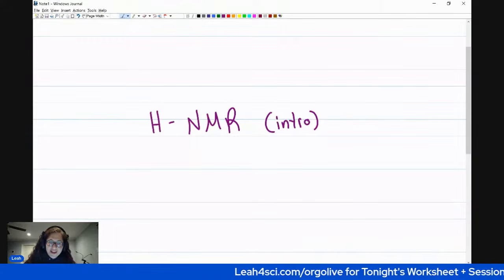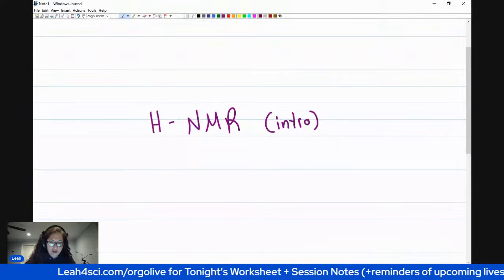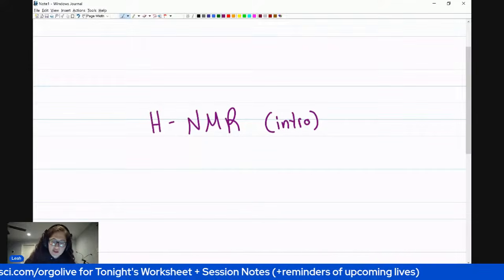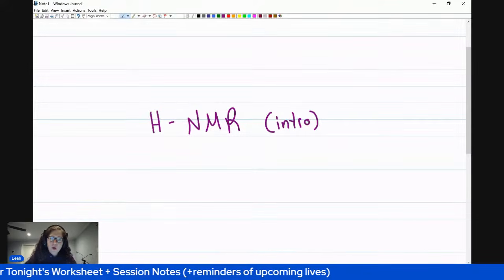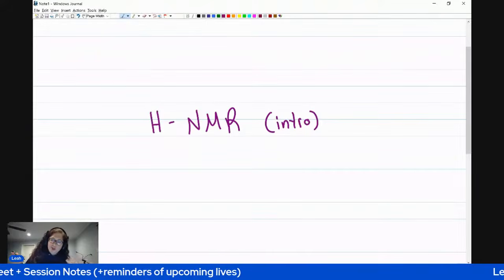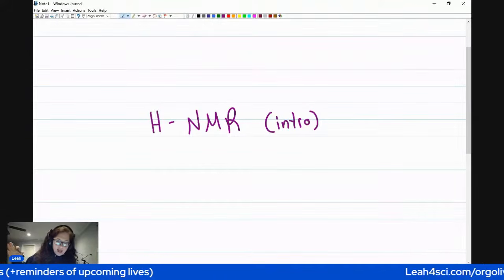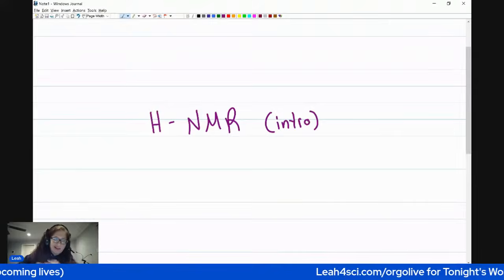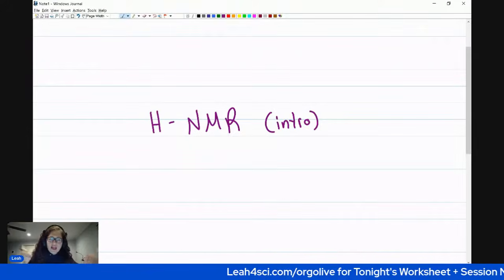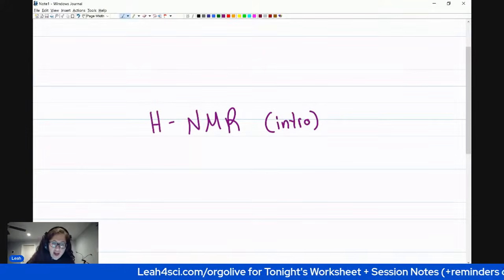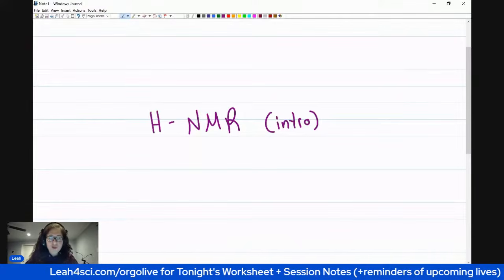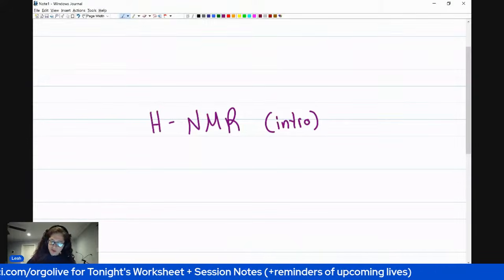Welcome everyone to tonight's introduction to H-NMR, to proton spectroscopy, one of the more difficult topics in organic chemistry, where you first start out by learning how the machine works and all that complicated physics behind it. I don't care. You don't care. Let's look at what you actually have to know, what your professor is going to test you on, and we'll start from the very beginning.